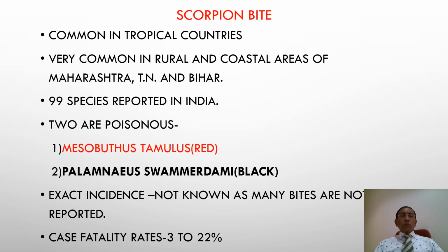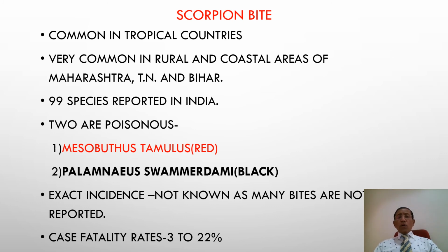Now we come to scorpion bite. Scorpion bite again is common in tropical countries, very common in the rural and coastal areas of Maharashtra, Tamil Nadu and Bihar. There are 19 species which are reported all over India. Two are poisonous. One is called the red scorpion, Mesobuthus tamulus, and the black scorpion, that is Palamneus swammerdami.